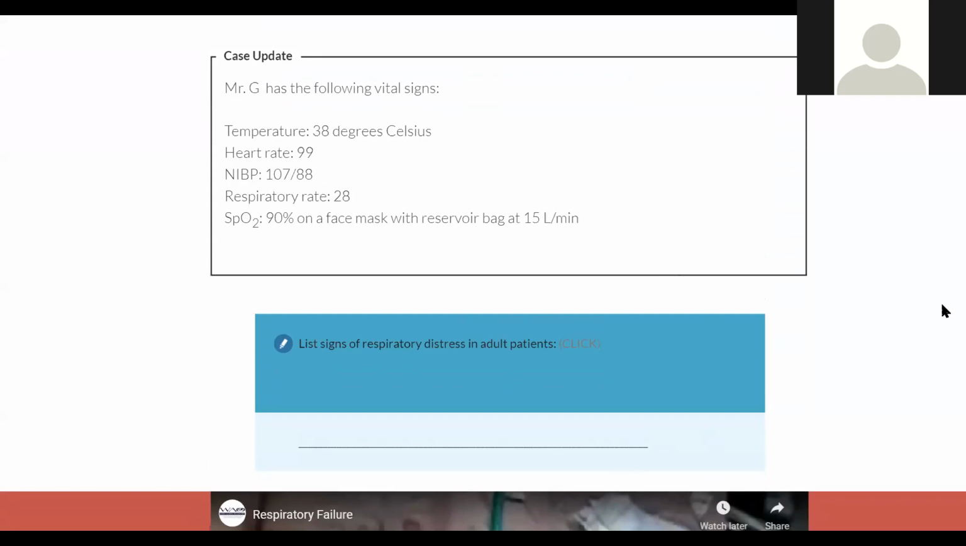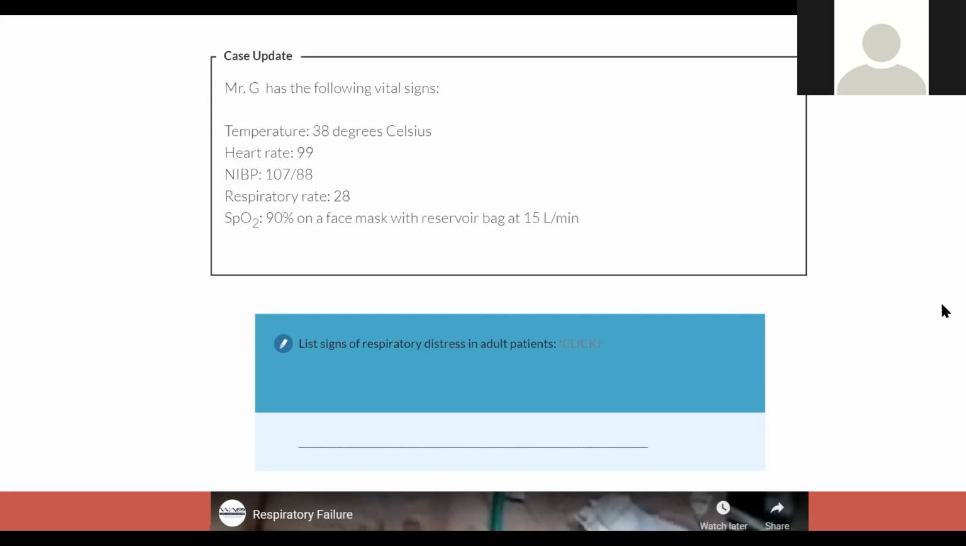We have the vital signs for a patient, which are the following. He has a low grade fever of 38 degrees Celsius. He's tachycardic with a heart rate of 99. The blood pressure is normal, 107 over 88. The respiratory rate is increased at 28. The SpO2 is 90% on the facial mask with reservoir at maximum 15 liters per minute.